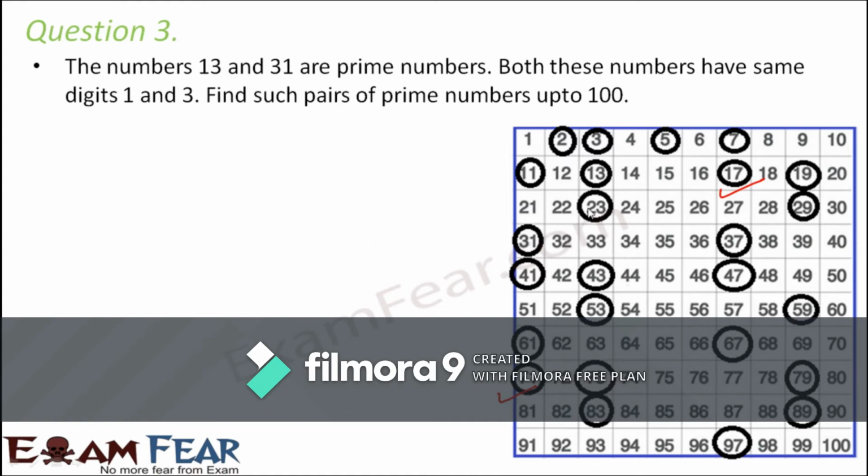23, no, because 32 is not a prime number. 31 and 13 we have already done. 43 it cannot be, because 34 is not a prime number. 37 and 73, yes, this could be another one. Is there any other that you could find? 79 and 97. So these are also made up of the same digits. So 13, 31, 17, 71, 37, 73, 79, 97. These are such pairs of prime numbers up to 100 which are made up of the same digits.